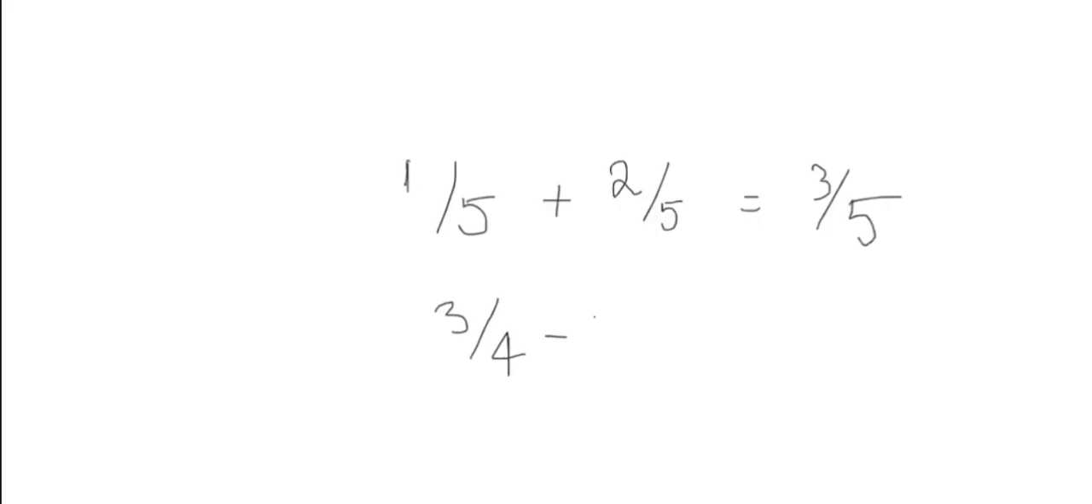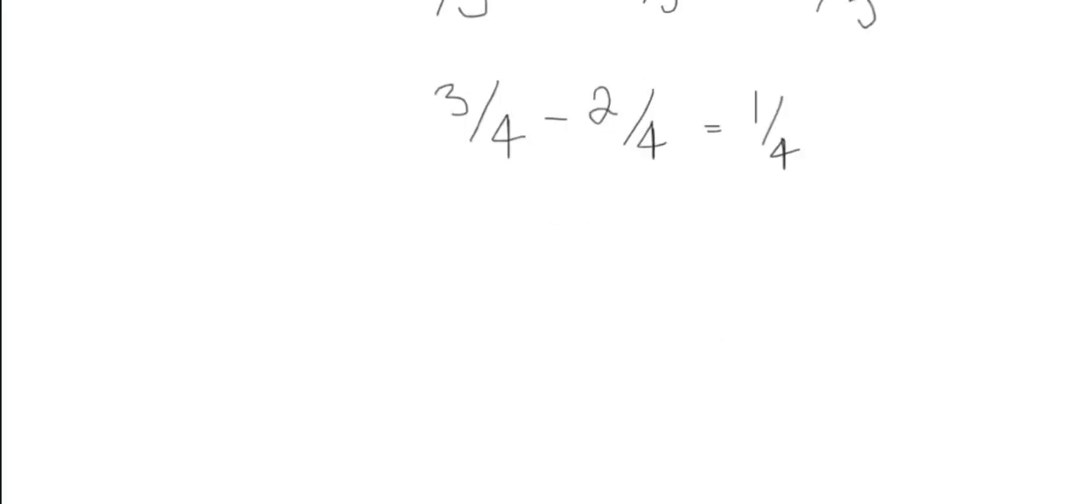So when fractions have the same denominator, it means we can add them or subtract them from each other. So if we had 1/5 plus 2/5, we can add them together because 5 is the same denominator, so that just gives us 3/5. Or if we had 3/4 take away 2/4, that would just give us 1/4. Or if we had 8/9 take away 7/9, that would just give us 1/9.